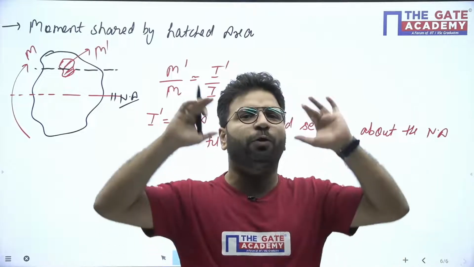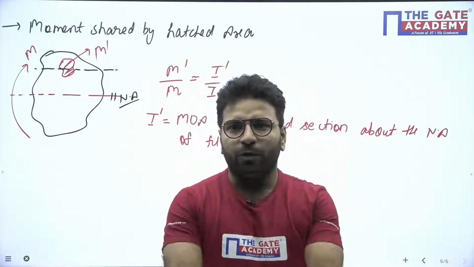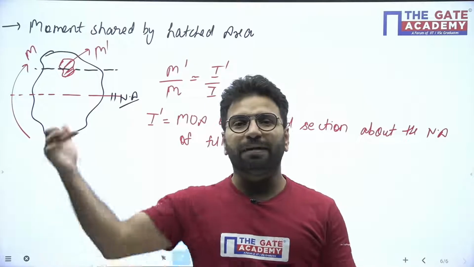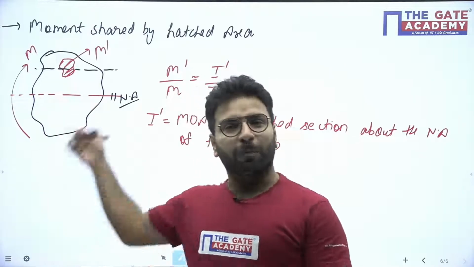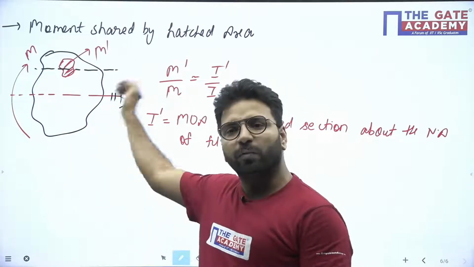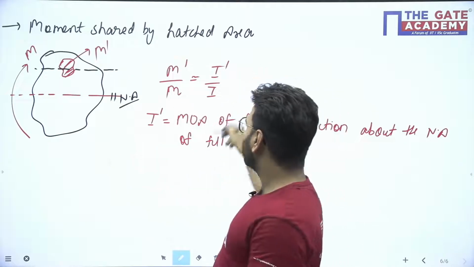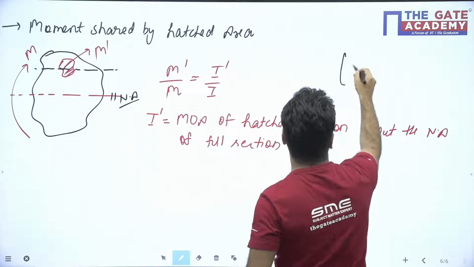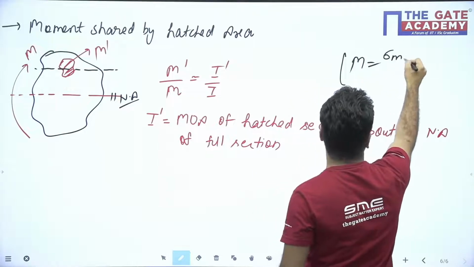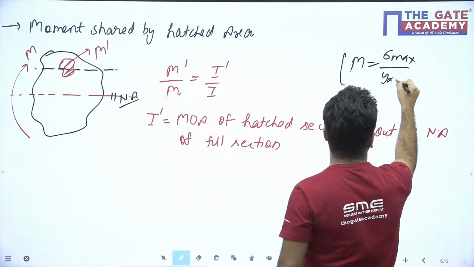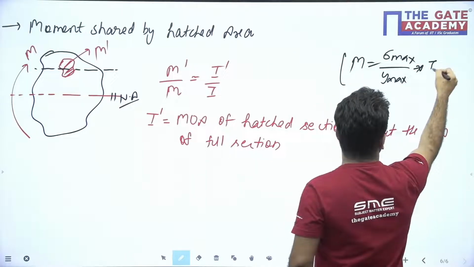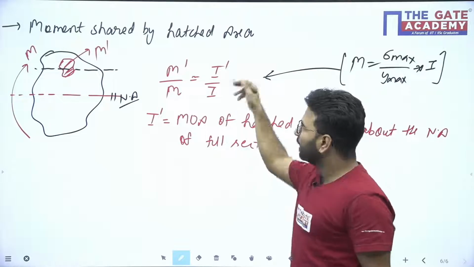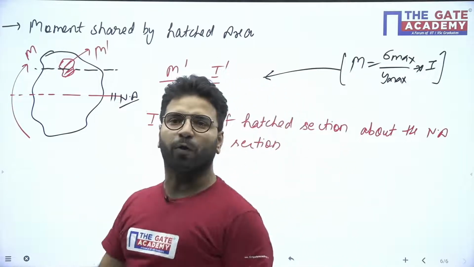M dash, you just have to remember moment of inertia. The ratio of moment of inertia we have to take, that will be fine, because sigma max upon y max will be same for M also and M dash also, that will be cancelled. The ratio will be M dash upon M is equals to I dash upon I. The formula is not rocket science. You know M is equals to sigma max upon y max into I. So I am writing this formula from here only. M dash upon M is equals to I dash upon I.